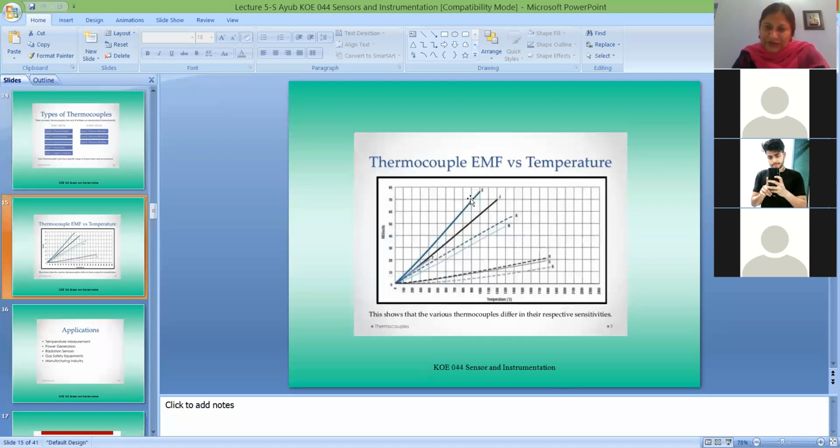And if you see the EMF versus temperature graph, as the temperature increases, the voltage is also increasing. And for different material, it is different. The slope of the line is different.